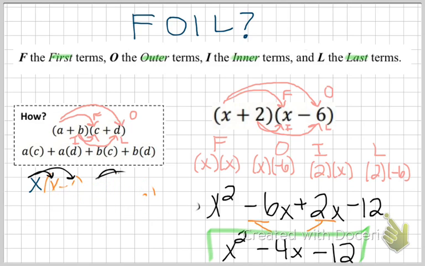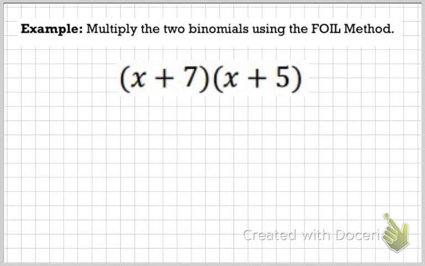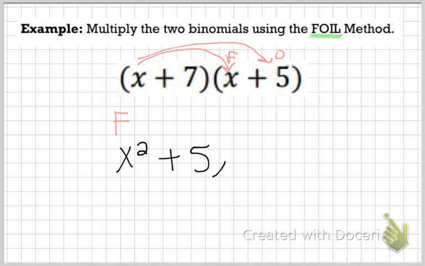Okay, so let's go ahead and try another example. Multiply the two binomials using the FOIL method. So FOIL, F stands for first. So in our brains, we should be thinking, processing, okay, x times x squared. We move on to the next part. So that's F. O, the two outer ones, x times 5. So then we should be processing 5x. And of course that was O.